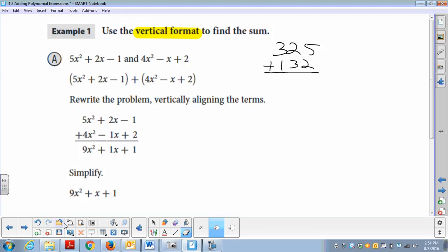So what I'm going to do is go ahead and take my 4x squared minus x plus 2 and write it below my 5x squared plus 2x minus 1. The next thing I'm going to do is go ahead and add all these like terms. Notice how the like terms line up perfectly with each other. You have 5x squared plus 2x minus 1. Below the 5x squared, you have 4x squared. Below the 2x, you have negative 1x. And below the negative 1, you have 2.